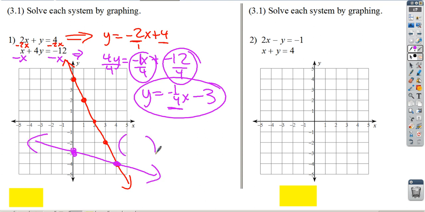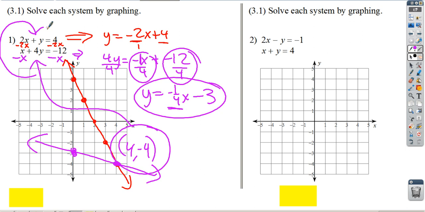What is that point right there? That looks like the point 4 comma negative 4. And you could easily test that by plugging that back into both of these equations, and they should both give you something true when you plug it in.